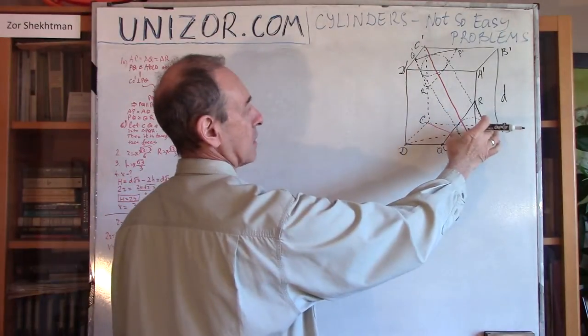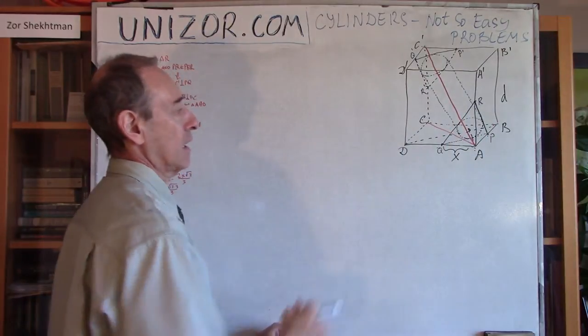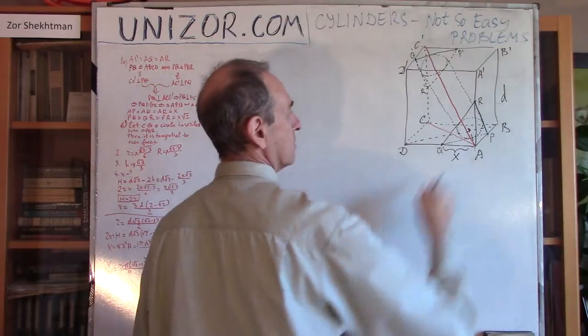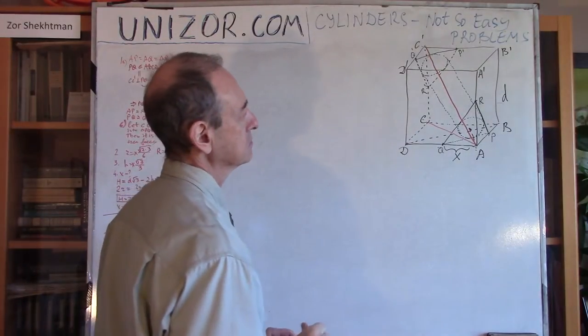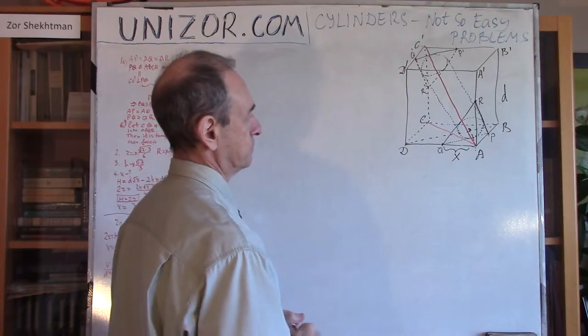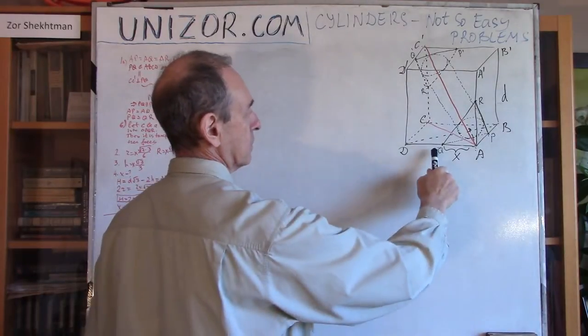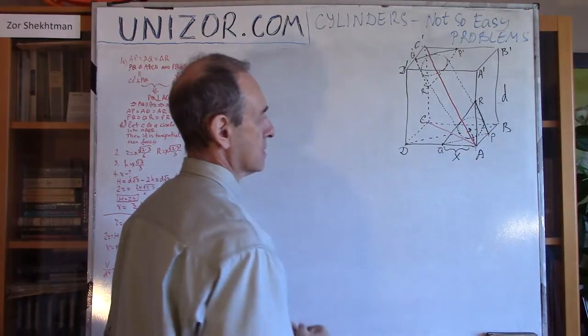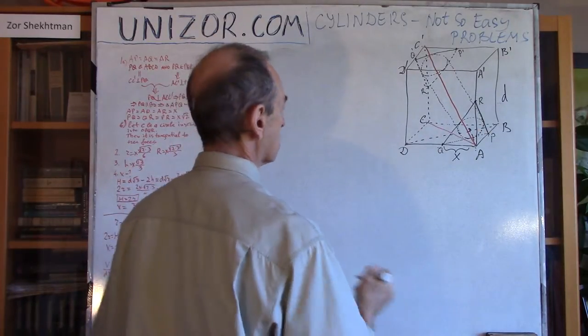If I equate the diameter to the height, I will find an equation where I will get the X, all in terms of D. All right? Next. So, I have proven that AP is equal to AQ is equal to AR is equal to X. Now, let's consider triangle PQR.